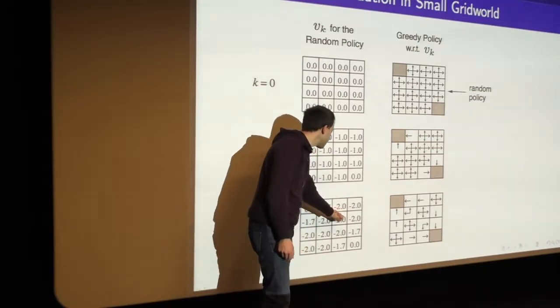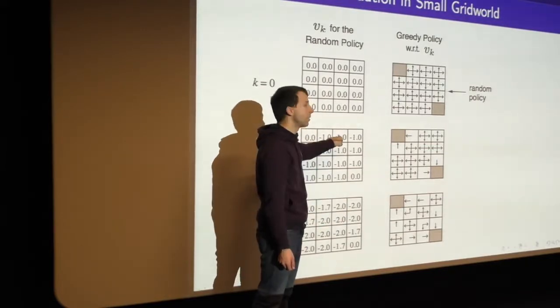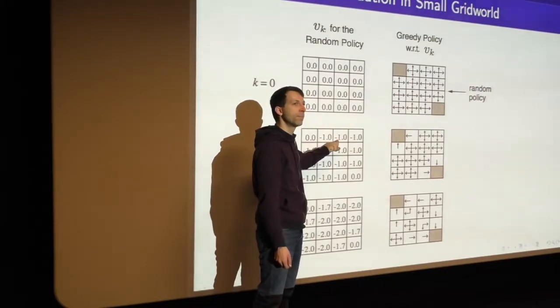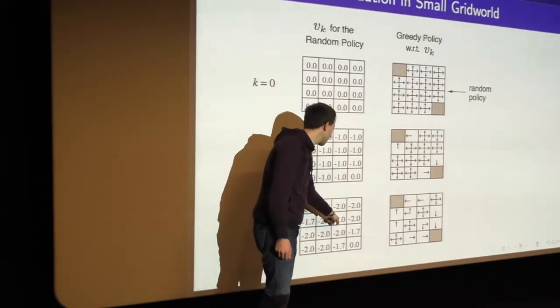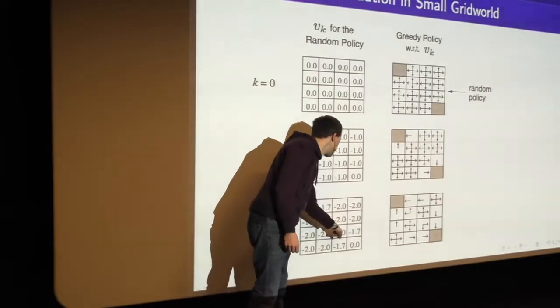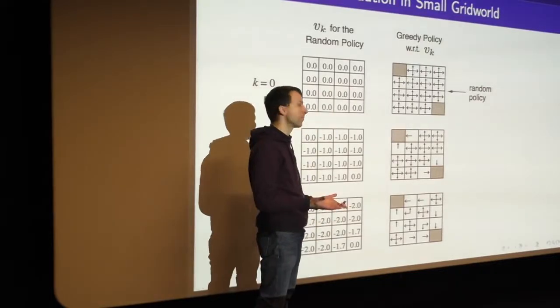So at this point, I think the value of going north is -1 minus another 1 from my estimated value of where I ended up. Okay? So from this state, I think it's -2 because I'm going to average over this -2, this -2, this -2, and this -2, so I think the value of being here at this point is -2.